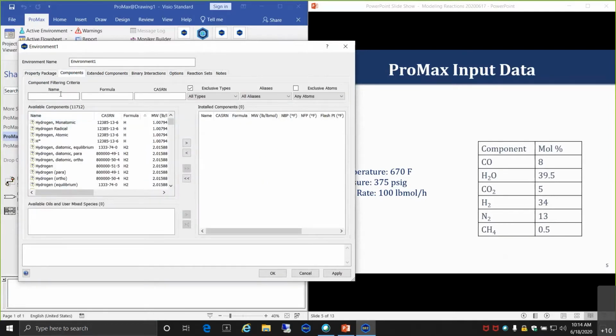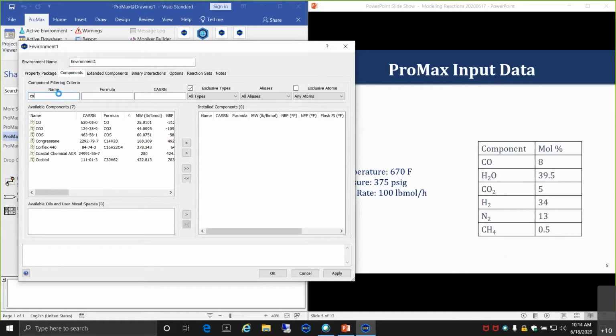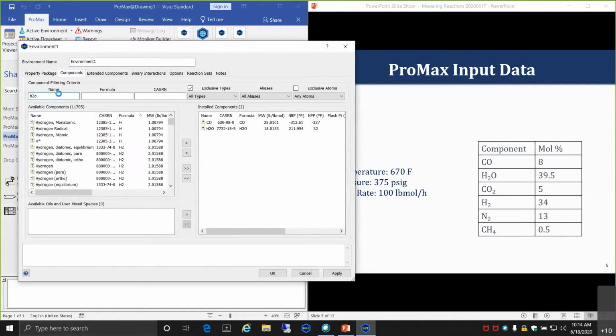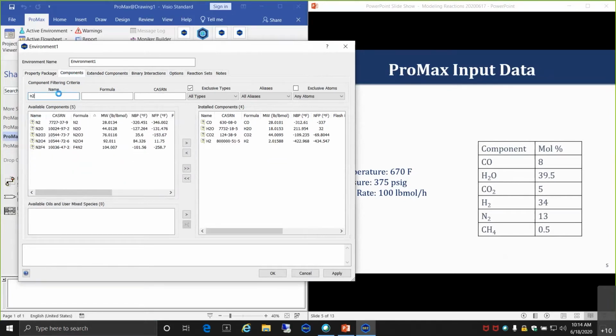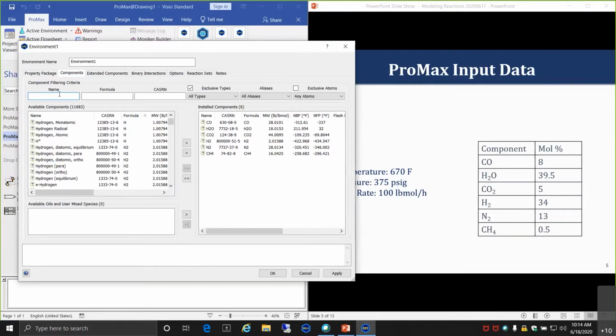And so our components, we've got carbon monoxide, we've got water, CO2, hydrogen, nitrogen, and methane. You'll notice that we have a fair amount of nitrogen in this sample. This composition has come from a feed to an ammonia plant, and so the presence of nitrogen is not a bad thing here. So that gives us our components.